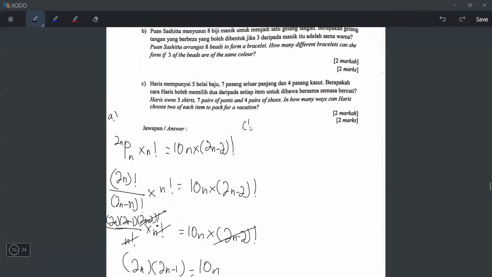Okay, soalan B. Let's read. Puan Sashita arranged 8 beads to form a bracelet. You see this word? This word is so important. Whenever you see the word bracelet and necklace, you need to use this formula. N minus 1 factorial divided by 2. Or you can also say n factorial divide 2n.